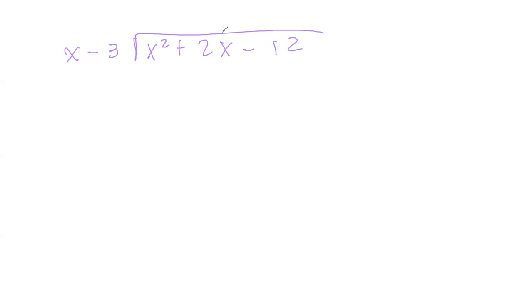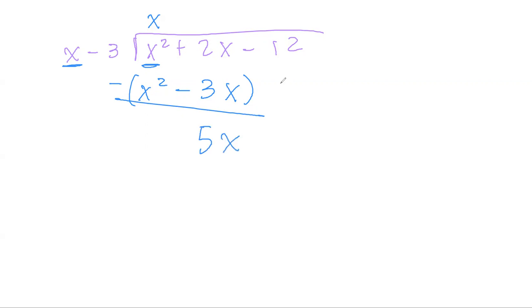Okay, so again, I'm going to pay attention to the first terms, and I think about, okay, what can I multiply x by to get the x squared? Just like last time, it's still x, right? X times x gives me x squared. I multiply this with x minus 3, so I have x squared minus 3x, and I subtract that from here. So I have 2x minus a negative 3, so that's plus, right? So it's just 2 plus 3, so I have 5x. Bring down the minus 12.